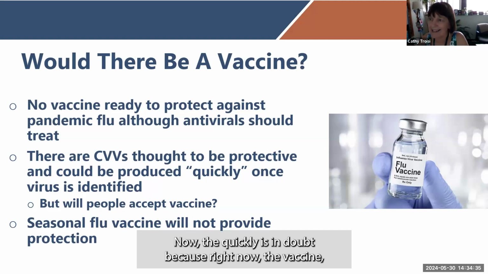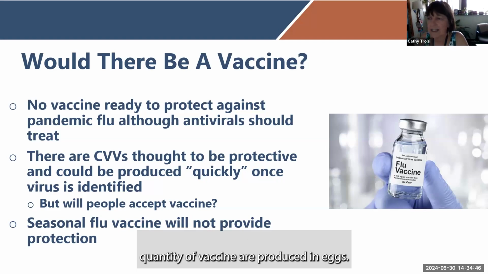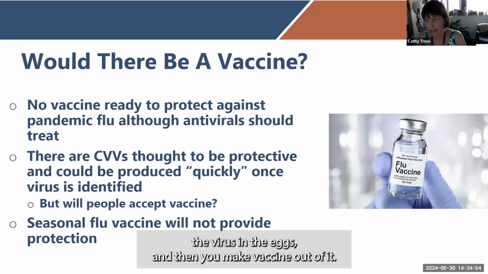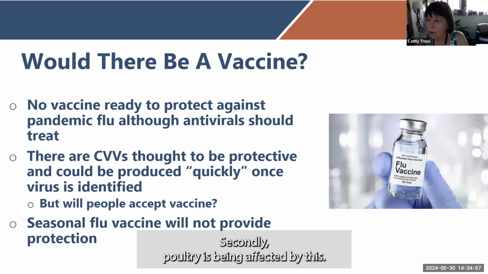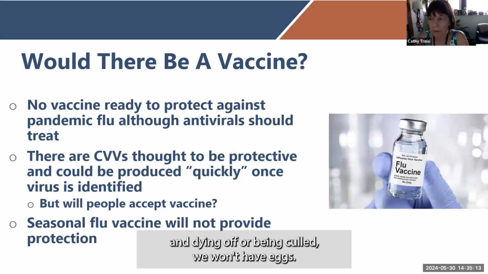Now, the quickly is in doubt because right now, there are different types of flu vaccines out there, but the major quantity of vaccine is produced in eggs. There are two problems there. One, it takes a while to grow up the virus in the eggs, and then you make vaccine out of it. Secondly, poultry is being affected by this, and that's where your chickens are being infected. Sorry, I'm blinking here. Anyway, if they are getting infected and dying off or being culled, we won't have eggs.